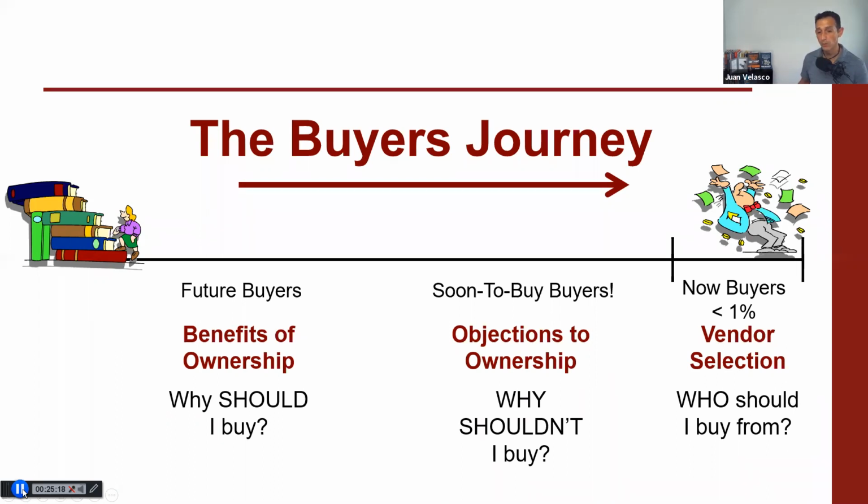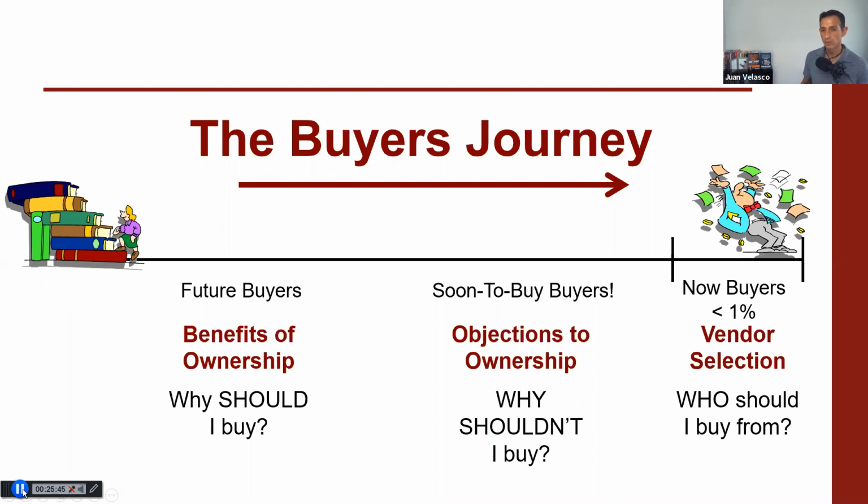Now, all the way to the right-hand side are the now buyers. Those are the ones just looking for who should I buy from. For a dentist, it might be the person whose tooth has been hurting for a week or two weeks, and they're ready to make that call. But again, if you notice, that's only 1%, so 99% of the people are still just getting there.